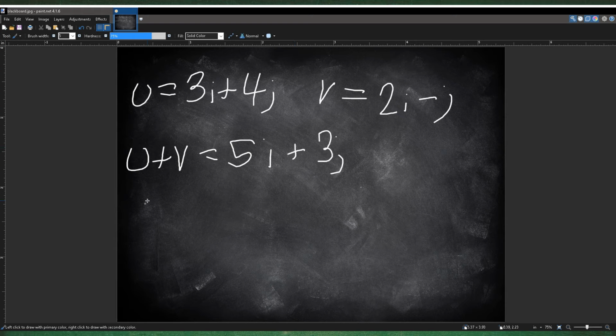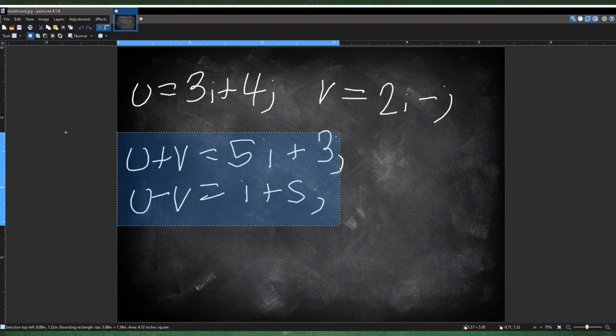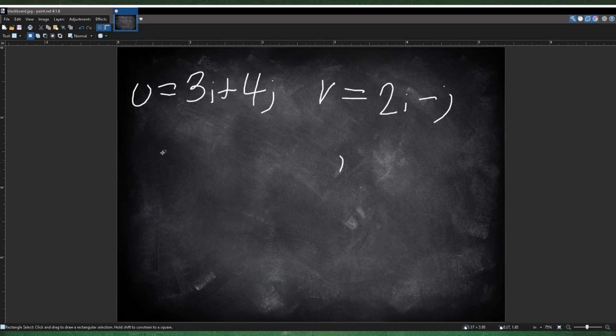Or if you want to subtract them, so u minus v. It's just 3 minus 2, which is just i. And then 4 minus -1, which is 5j. So that's basically how you work with adding and subtracting. We'll cover multiplying in a different video because it's a little different and it's really strange. But that's the basic idea for adding and subtracting.